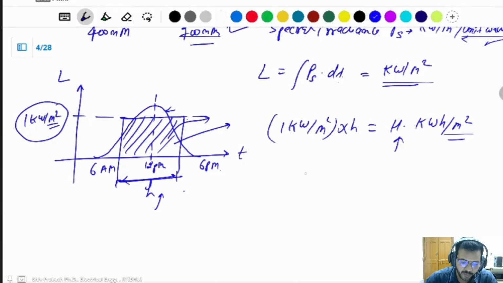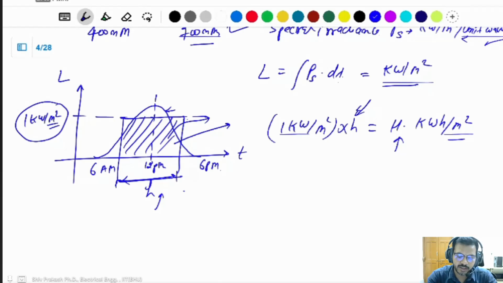Because power into time is equal to energy. The time is in hours. This will be kilowatt hour per meter square. But some other factors also affect the insolation of the sun.